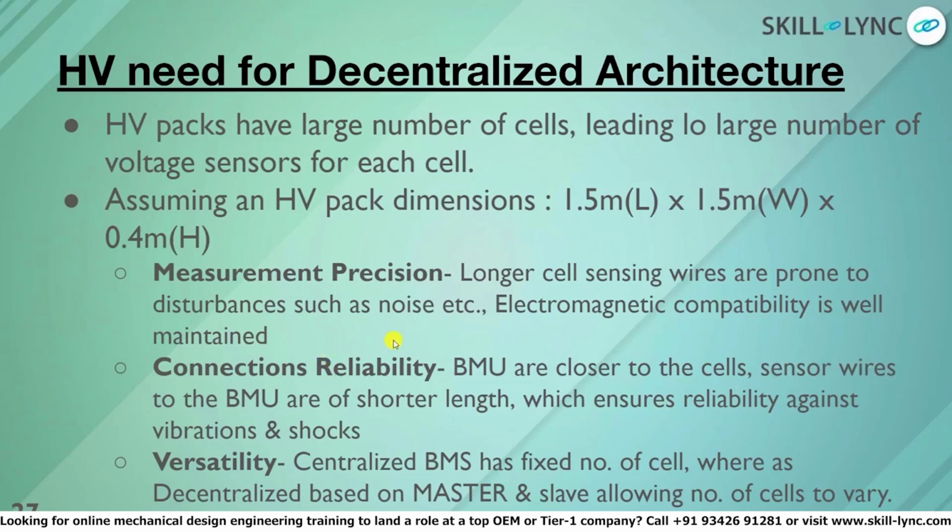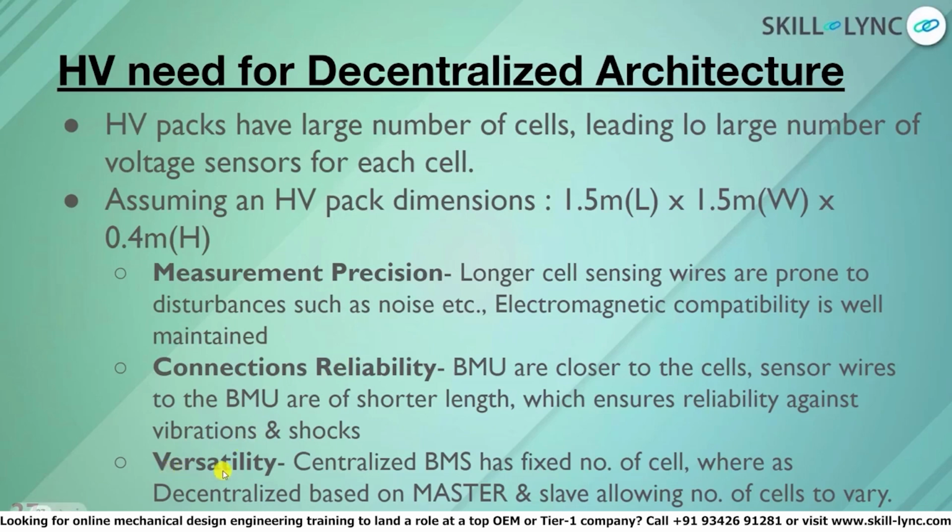So it is good if the sensor wire is short, because there is a BMU right next to the module and it gets connected to that, and there is only one wire coming from the BMU going to the BCU or the master BMS. Instead of having hundreds of wires, just having one wire is fine, and it also ensures good reliability against vibration and shocks. And then versatility.